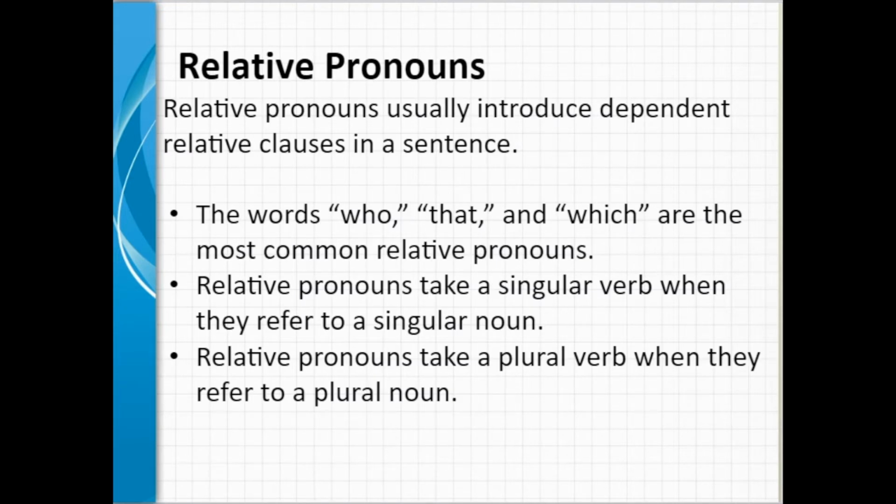Relative pronouns. Relative pronouns are words that are used to introduce dependent relative clauses in a sentence. When you see a relative pronoun, identify which subject it refers to, and then use a matching verb based on the subject that was referred to. Again, singular subject means that you will use a singular verb. And if it refers to a plural subject, then the verb form should also be plural.